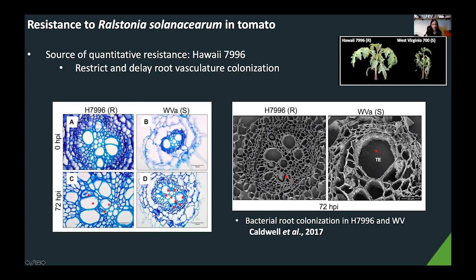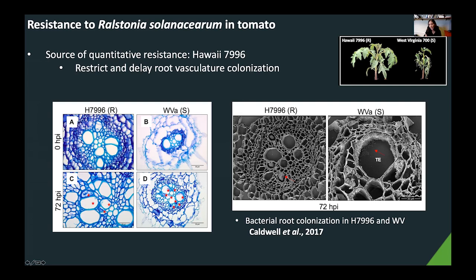So here you're looking at light micrographs of tomato root cross sections. Here is a resistant line, Hawaii 7996, and susceptible West Virginia at 0 hours post-inoculation and at 72 hours post-inoculation. And these red stars indicate where bacteria are within the xylem. And so the point here is that in the resistant plant, bacteria are restricted where they are in the xylem, whereas in the susceptible plant, they move out and they're found throughout the xylem. You can see that over here as well.